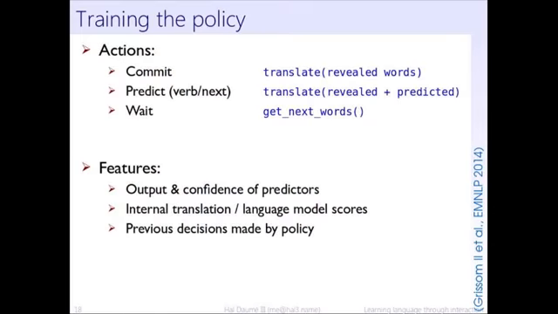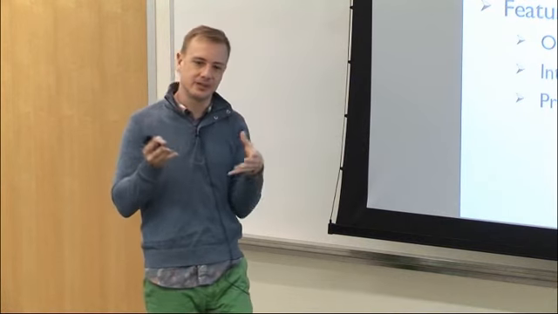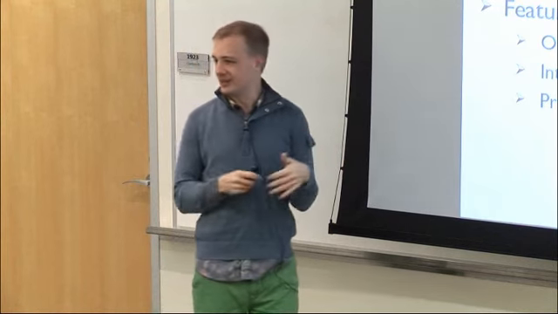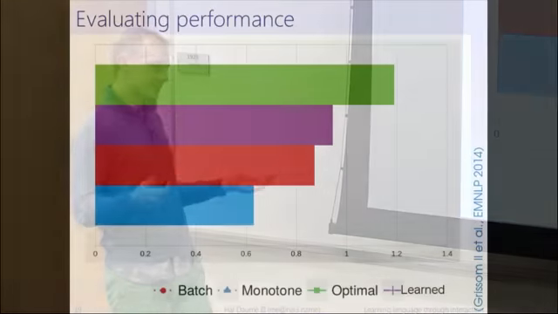Okay, so we have these actions: commit, predict, wait. We have features, which are basically the words we've heard and the confidence of our final verb predictor and stuff like that, some language model and translation model scores and so on. Okay, so does this work?